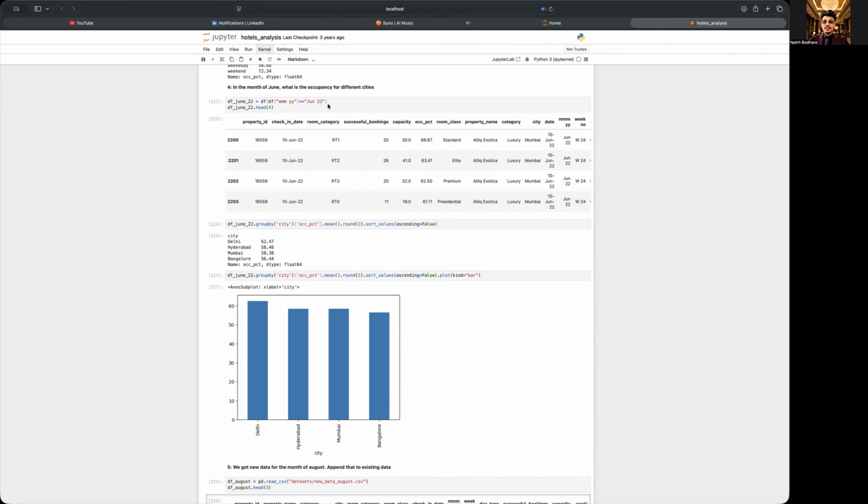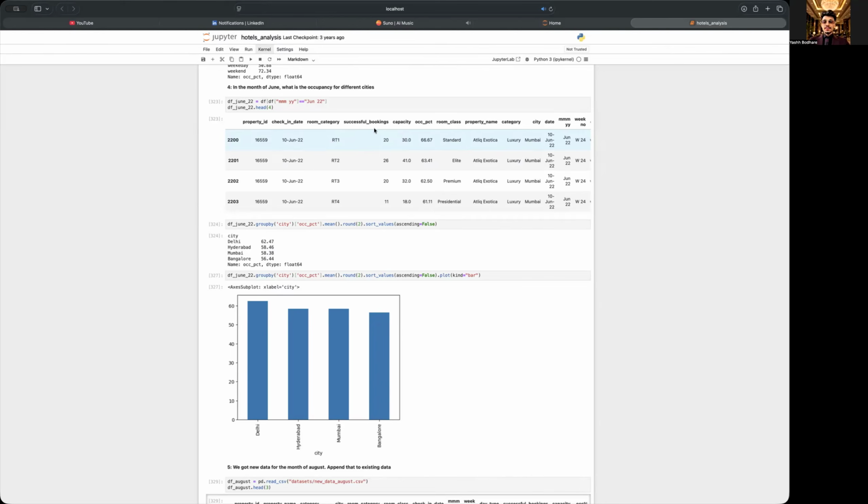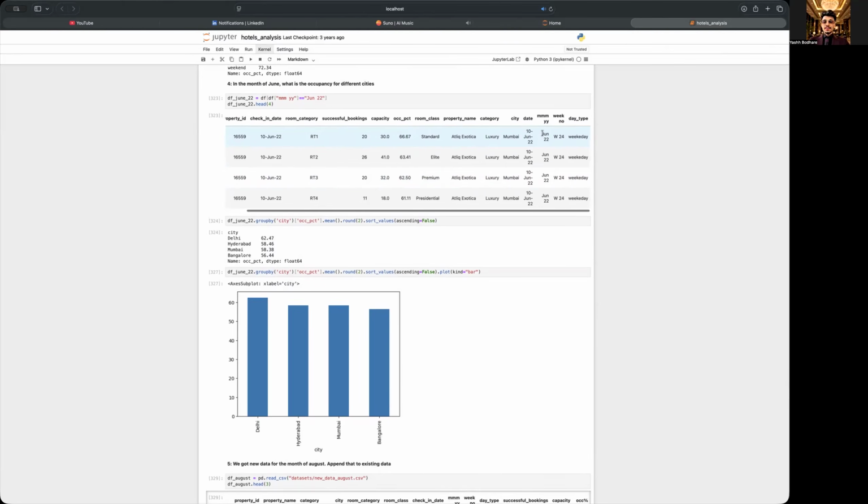So why have we done head 4, showing 4 rows, okay? This isn't a part of the calculation itself, it's a validation step. Before moving forward, I want to make sure my filter actually worked. Looking at the output, the check-in dates are in June and the MMMYY column shows June 22. So we know that our new data frame contains the correct period.